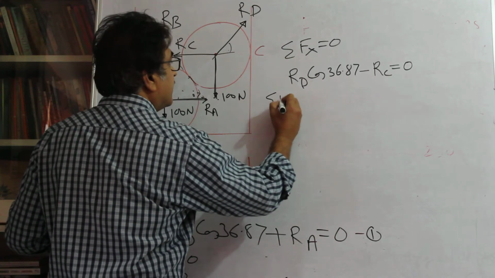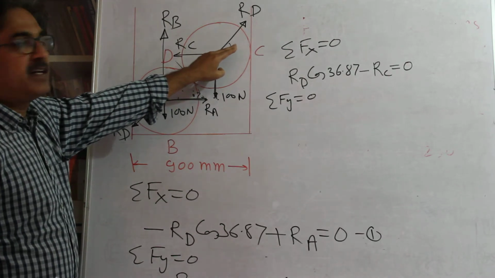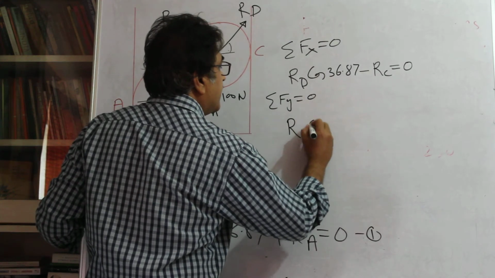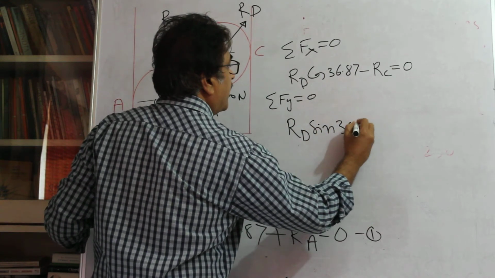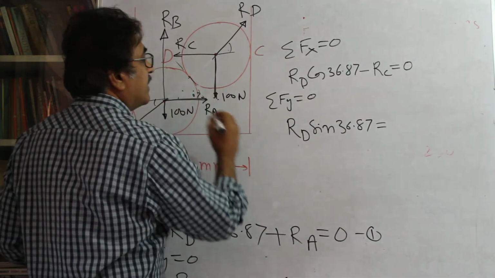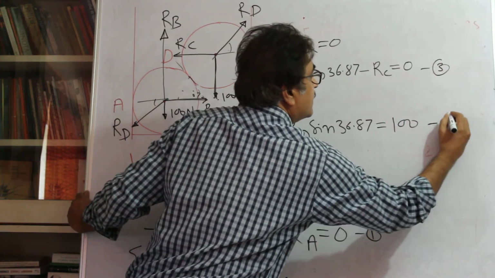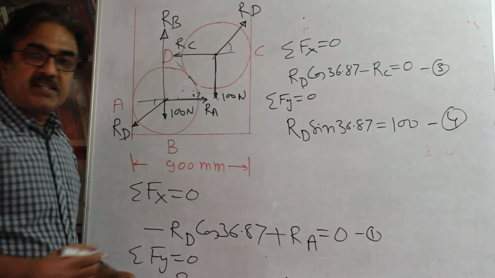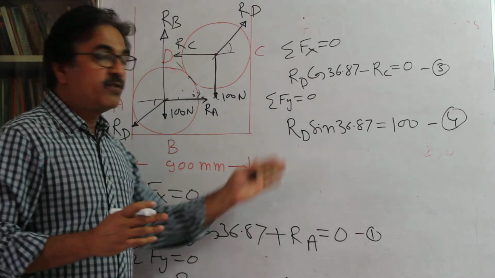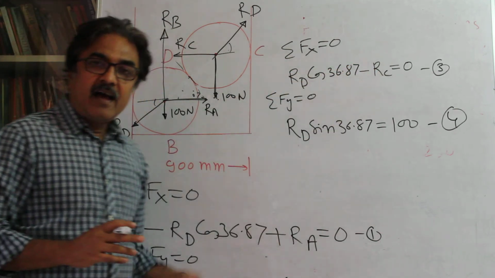Similarly, resolve vertically, sigma Fy is equal to 0: RD sine of 36.87, upward so positive, is equal to 100. This is the third and this is the fourth equation. So you have four equations and you will find all the unknowns if you solve them. You can directly get RD from here, then substitute it here, get RC, and proceed that way.